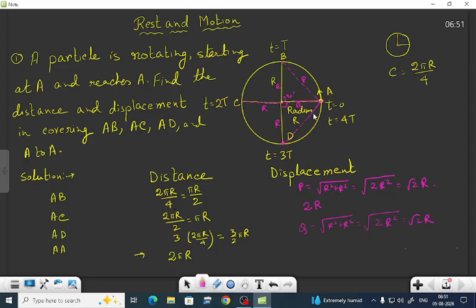And from A to A, the total displacement is 0, right? Because it starts from the initial position and reaches the same point. Therefore, the total displacement is 0 in the fourth case. So 0 is the answer.